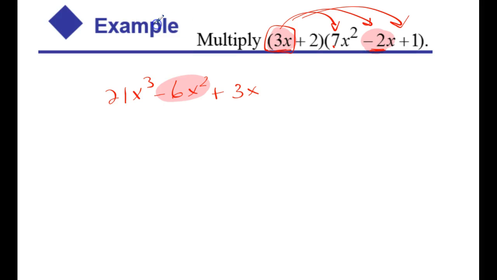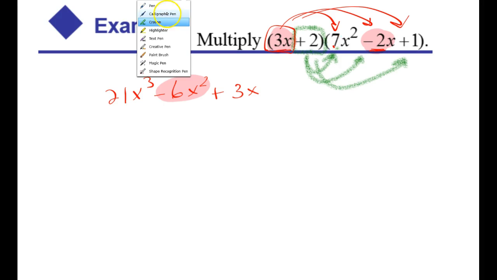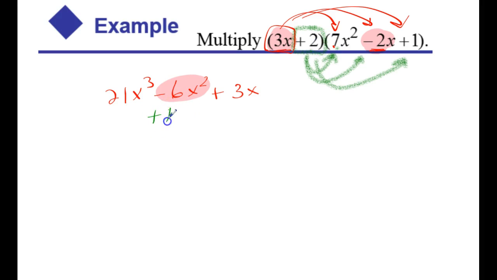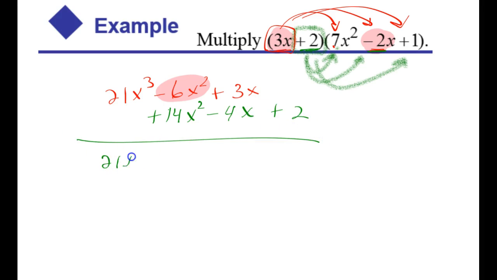So now let's go back and grab the 2. So 2 times every term gives me, and I'm going to stack this. 2 times the 7 is 14. So I'm going to write this in green, 14x squared, and I'll stack it right with my other x squared terms. 2 times the negative 2 is negative 4x, and plus 2. So that way I have like terms. I can just add down. 14 take away 6. Negative 4 plus 3.